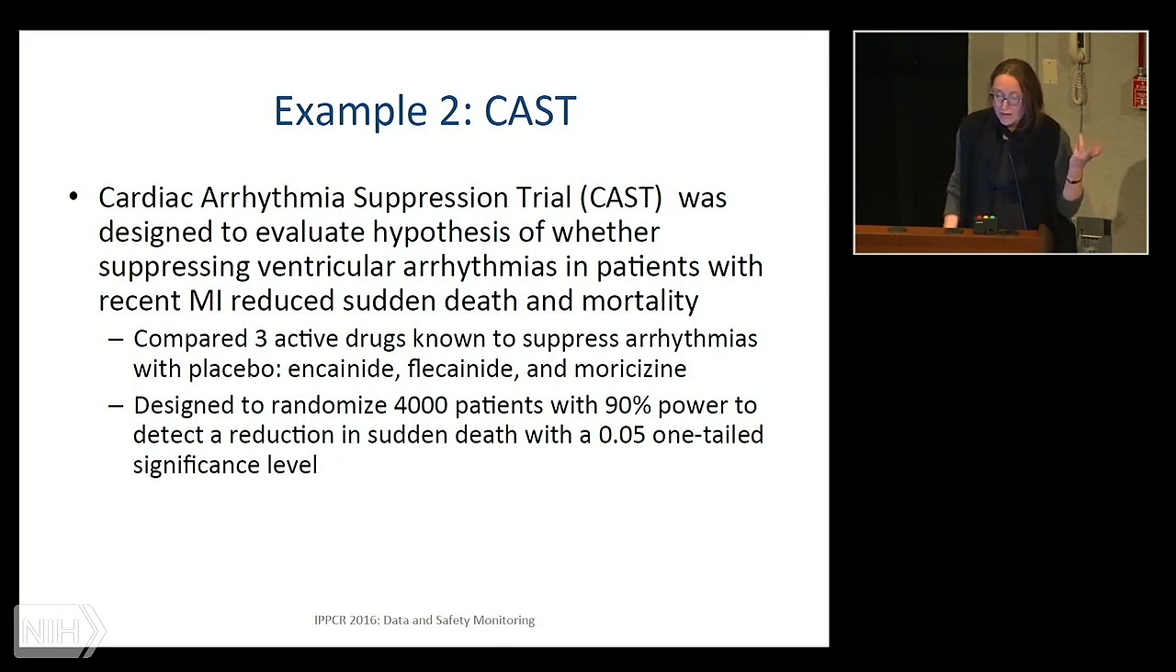And they randomized 4,000 patients, partially because they were studying several treatments at once, also partially because of the need for that event rate. Those are the number of patients you randomize, and then not all of them will wind up with those events. And as we learned, it's the number of events that's your true sample size. So they needed to randomize 4,000 for 90% power in the end to detect a reduction in sudden death with a 0.05 one-tail significance level. So that was the original design.